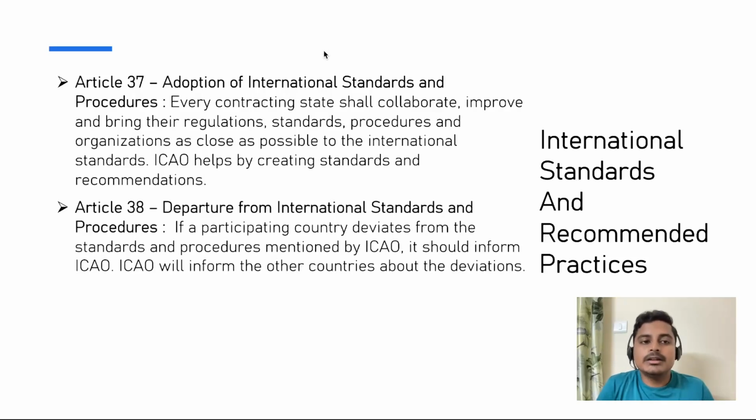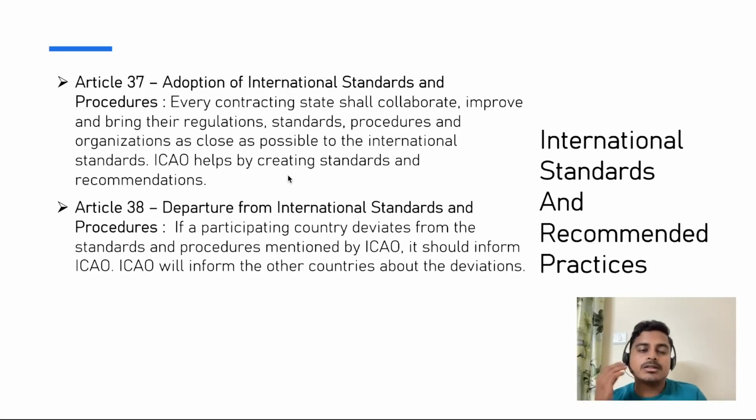Article 38, departure from international standards and procedures. Now, what if a country cannot follow a particular rule or a particular standard that has been mentioned by the ICAO, right? So there is a provision for that. If a participating country deviates from the standards and procedures mentioned by the ICAO, it should inform ICAO, and ICAO will inform the other countries about the deviations.